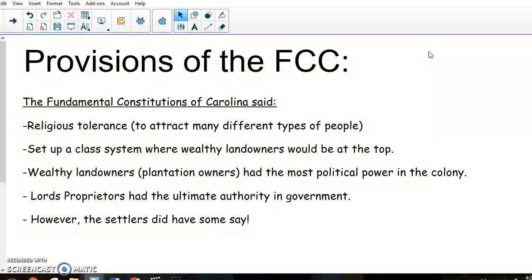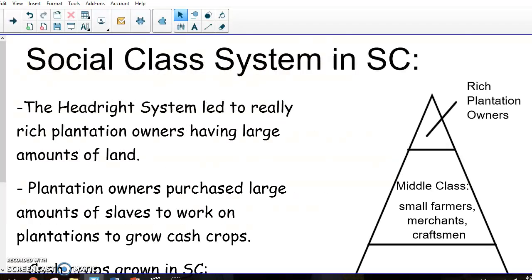However, it did give some say to the colonists, which would make it somewhat attractive to these people coming to this area. When you think about this social class system, it's called the headright system. And of course it says here the headright system led to really rich plantation owners having huge amounts of land, which of course is why they're at the top.